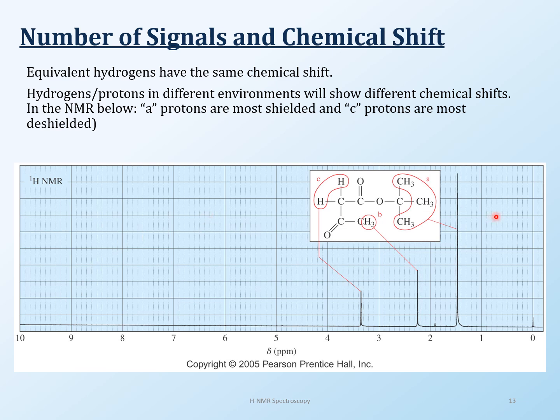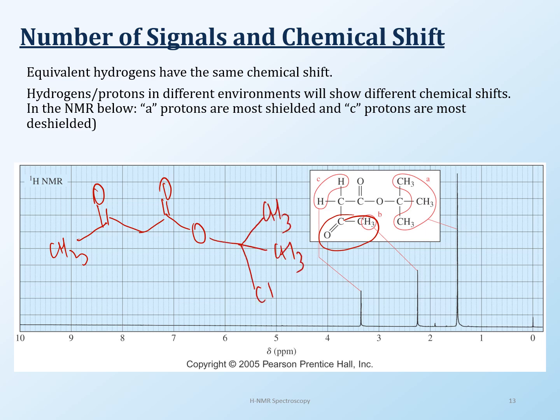Okay. So this is an example of showing you the number of signals and the chemical shift. If you look at the structure, the way it's drawn is a little bit weird, so I can draw this again for you if you want. Here is CH3. This is the CO, that part there. Then there is a CH2. Then there is a carbonyl here, and this is an ester. So this is this. CH3, CH3, CH3.